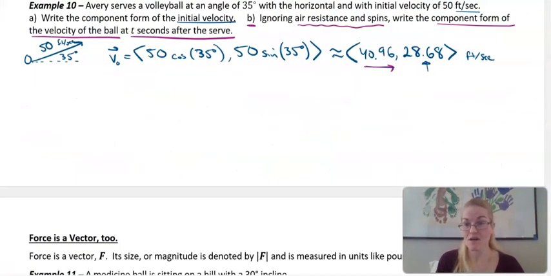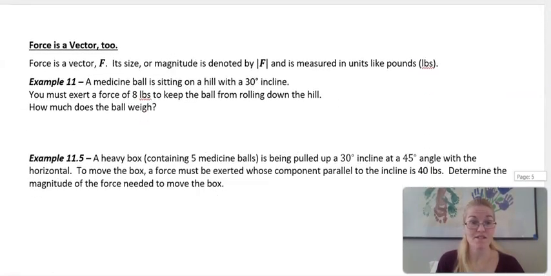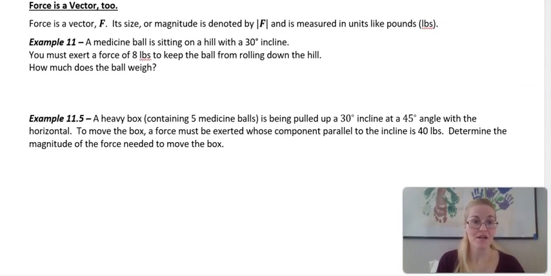So, back to our class notes. We're going to now talk about force is a vector too. So, a vector F, right? Force is a vector. F, its size or its magnitude, right, is measured in things like pounds, lbs.